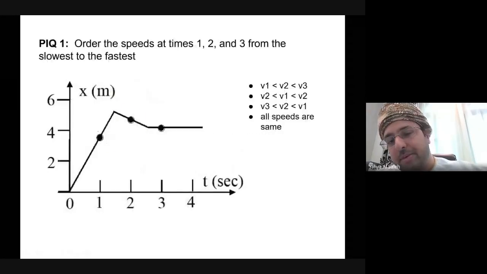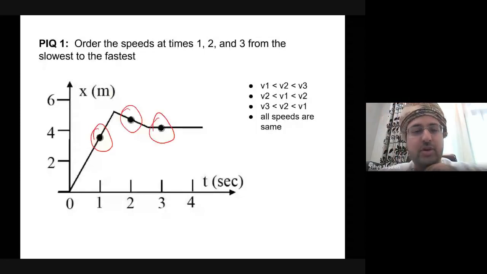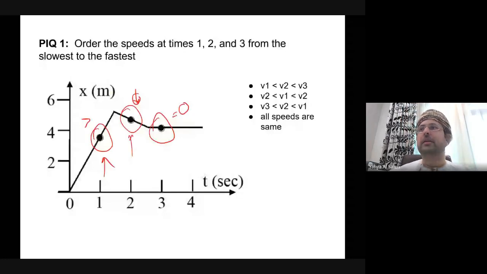The slope here is equal to 0. It's a straight line. The slope here is more than the slope here, which means that the speeds, 0 is the slowest, then this, then this. Yeah, a very nice and simple question to get us fired up and started.